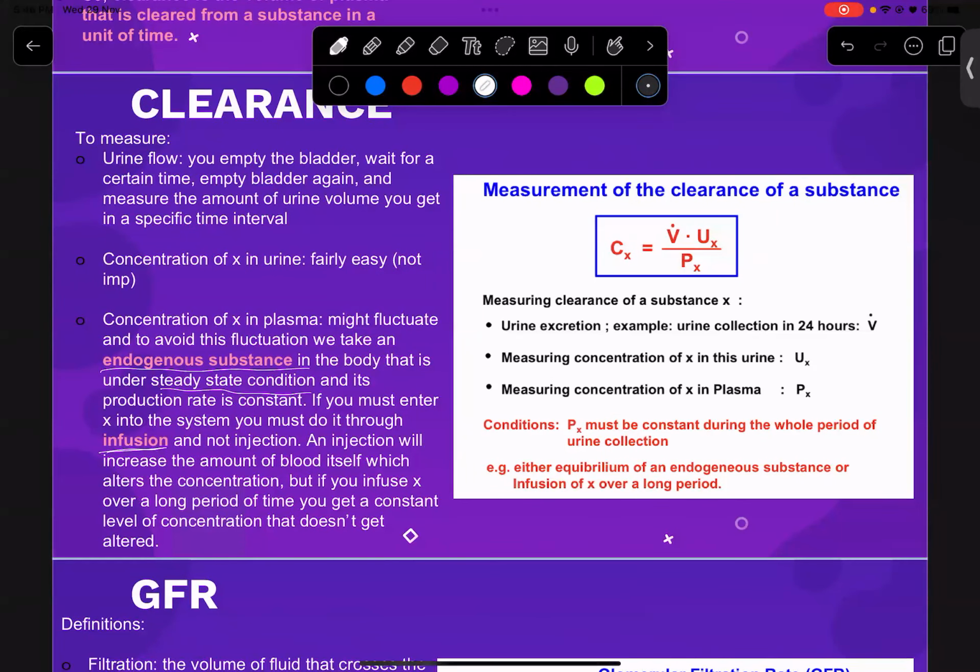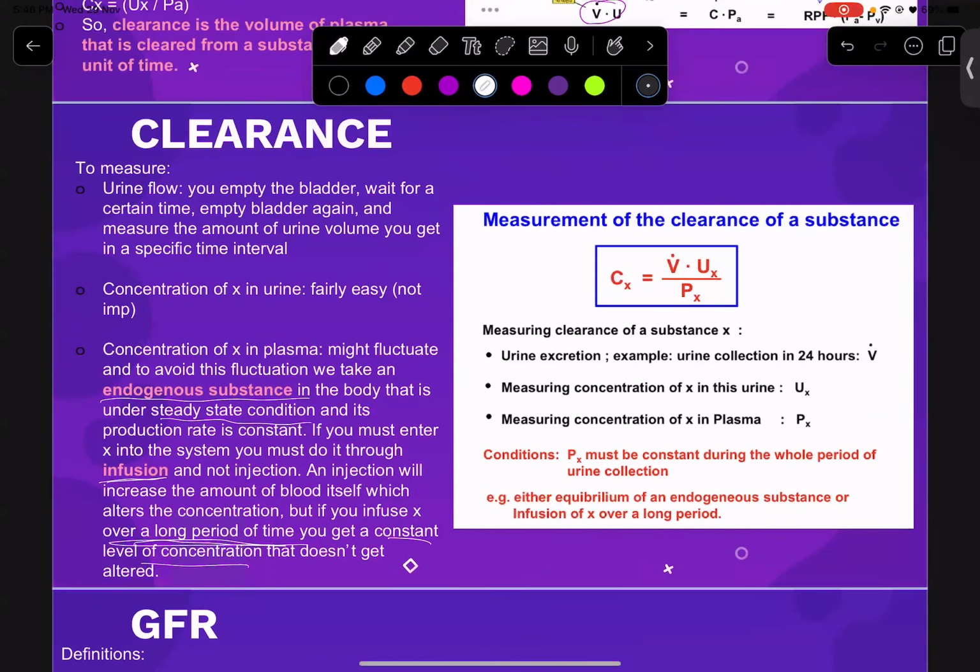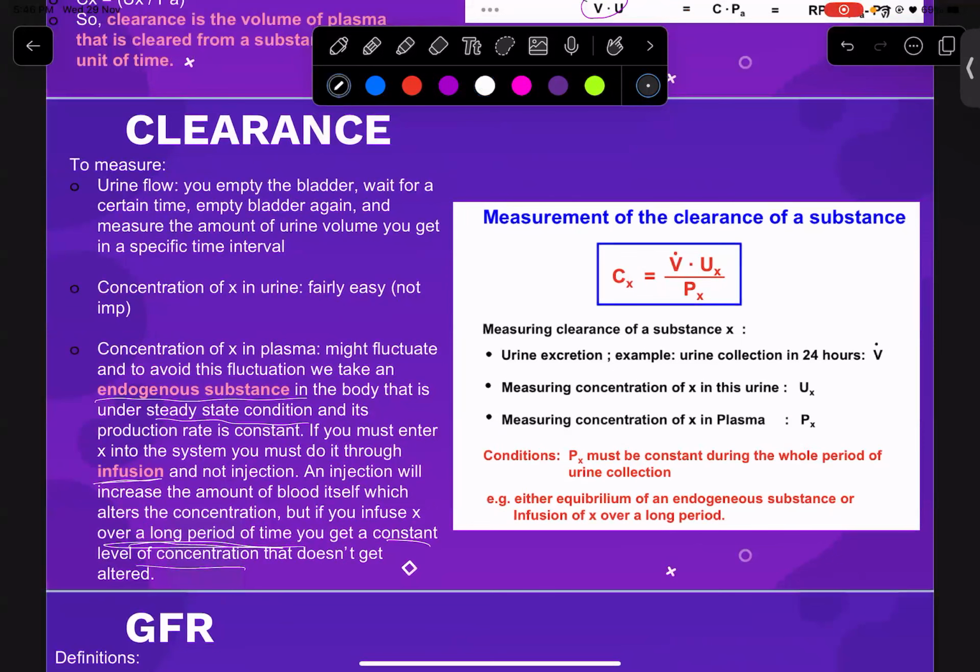Now, why do we say infusion and not injection? Because an injection will increase the amount of blood itself, which will tweak the concentration. It will alter the concentration in ratio, and therefore it will confuse all the values. So we always say infusion and not injection. And infusion over a long period of time, so that after this period of time, you get a constant level of that substance.